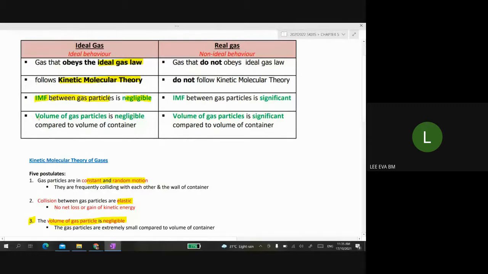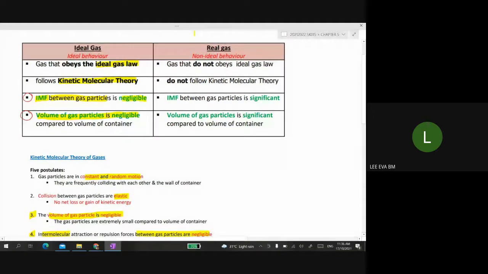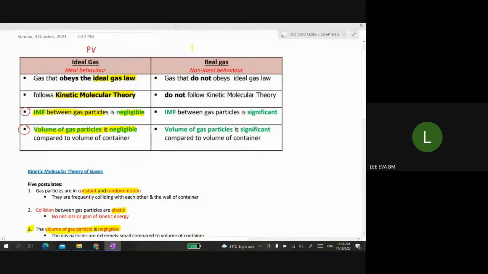Okay, one more thing, the last one. Volume of the gas particle is negligible compared to the volume of the container. Because the volume of the container is huge, the volume of the gas particle becomes very small, very tiny until it can be ignored. So if you look at the bottom 2 points over here, these two bottom points are very important for you to recognize the differences between ideal gas and real gas. For ideal gas, we apply the ideal gas equation PV equals nRT.